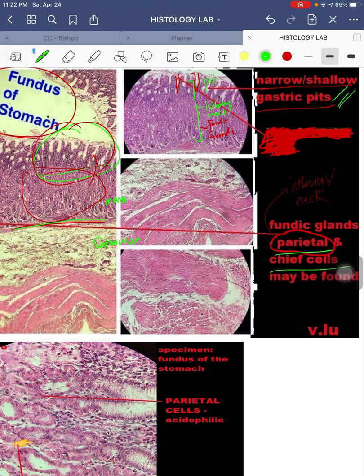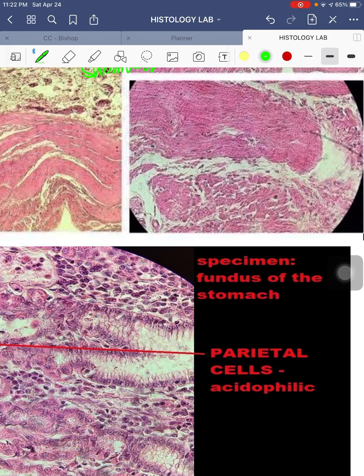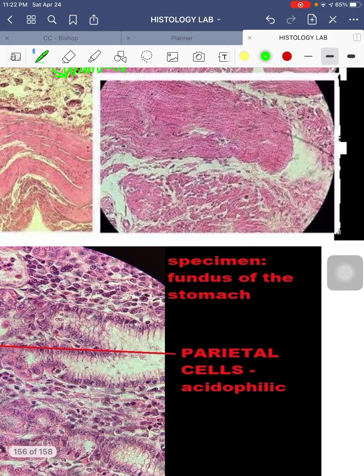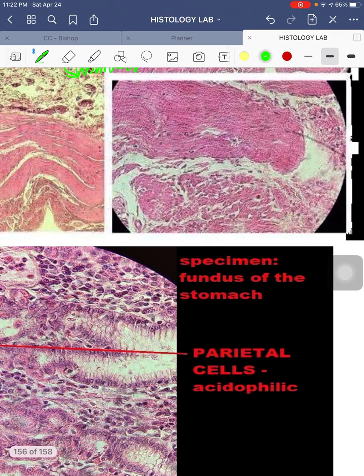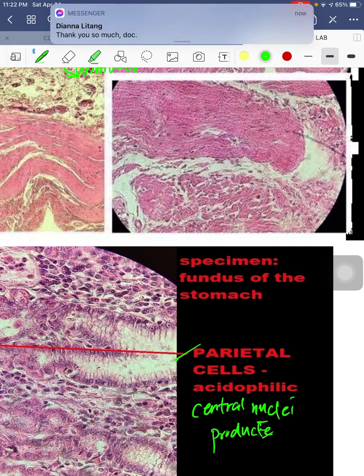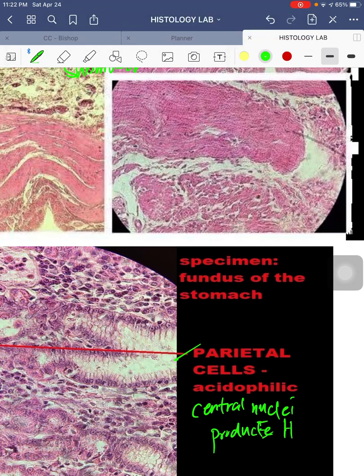So you can find parietal cells. Parietal cells are characteristically acidophilic. Okay, here they are acidophilic. They have a central nuclei, and also they produce HCl and intrinsic factor.